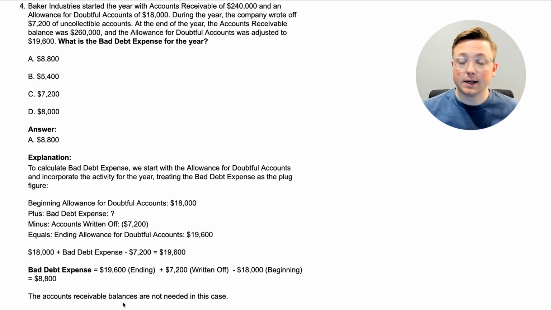So in this case, the accounts receivable balances weren't necessary. That's really only necessary if you can use the ending accounts receivable and the net realizable value to figure out what you need the allowance for doubtful accounts to be. So a little bit different situation this time. Now let's go to the next question.